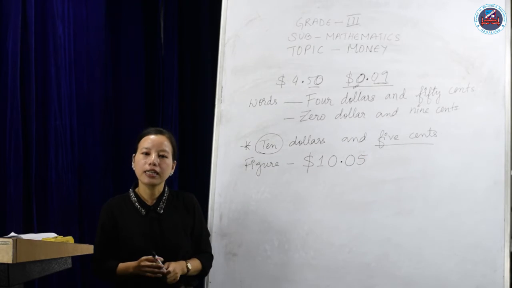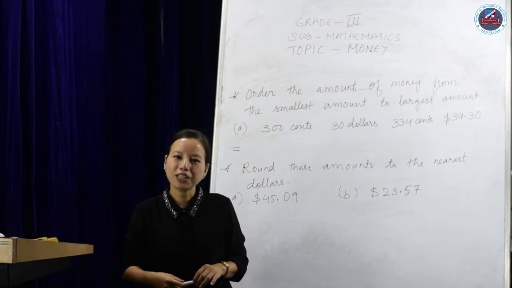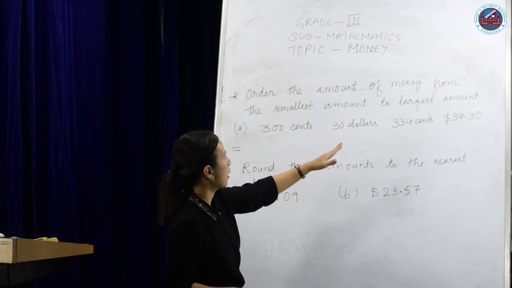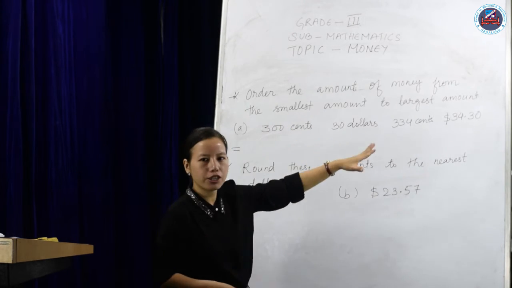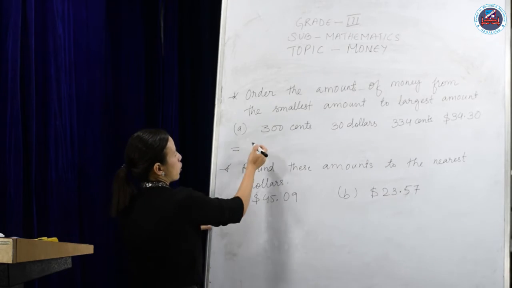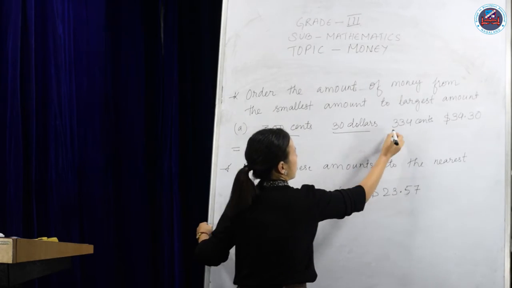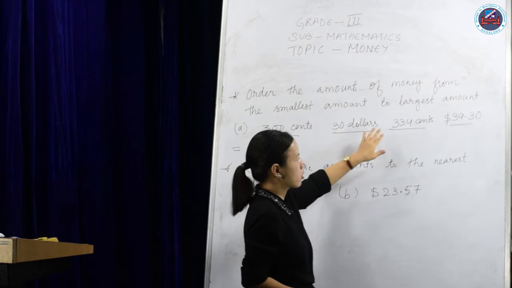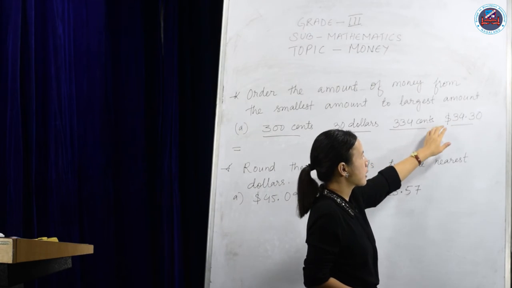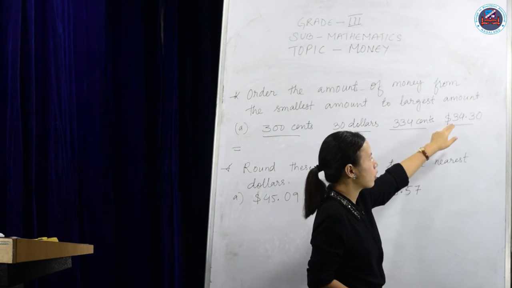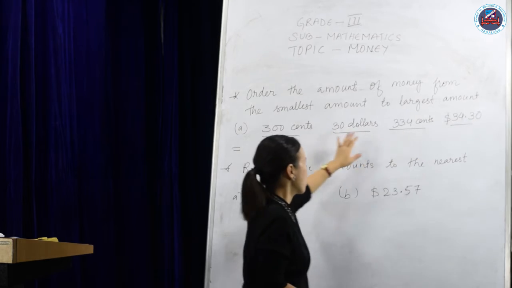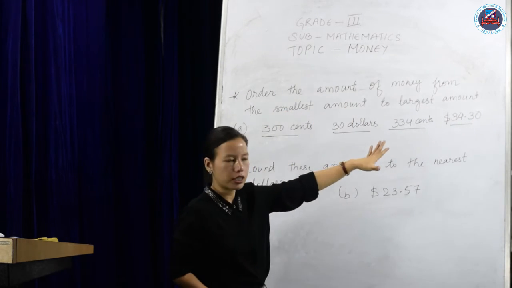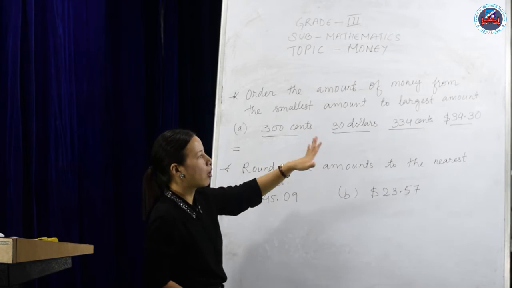Now we will go to the next one. Now let's try the next question. That is, it says order the amount of money from the smallest amount to the largest amount here. So here the amounts are given. That is, the first one is 300 cents, $30, 334 cents, and then lastly we have $34.30. So we're going to arrange this amount of money from the smallest to the largest.